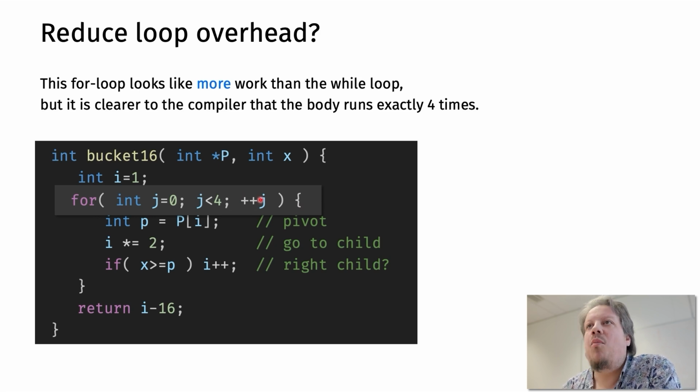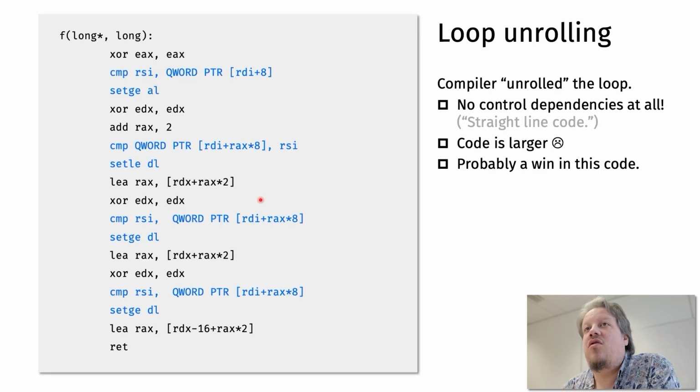So that sounds like more work. But actually writing it like this, the compiler is, at least in this case, able to figure out, oh, okay, this loop definitely happens exactly 4 times. So then let's look at the code that it generates.